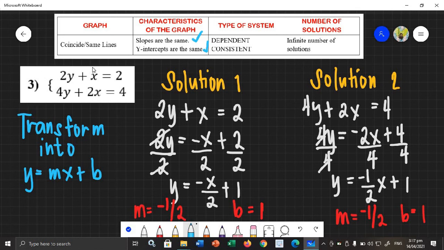This example number 3, they have same lines. Yung graph nila ay same lines because the slopes and y-intercepts are the same. Okay? So, that is how you identify the graph of systems of linear equation using the slopes and y-intercepts.